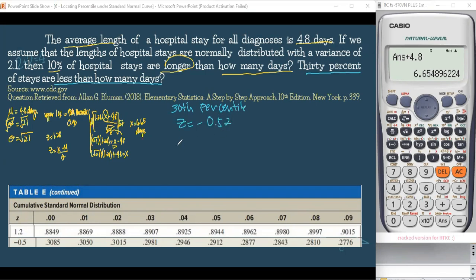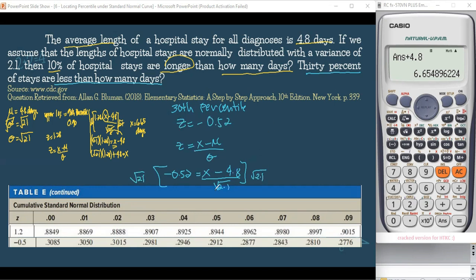Again, our formula is Z is equal to X minus the population mean all over the population standard deviation. Z po is negative 0.52 is equal to X. Our X po is the unknown. And si population mean po natin is 4.8 all over kay standard deviation of how many? The square root of 2.1. So multiply both sides by the square root of 2.1.